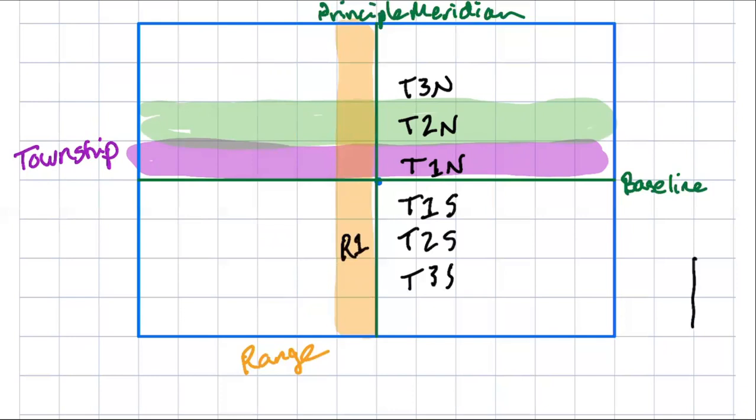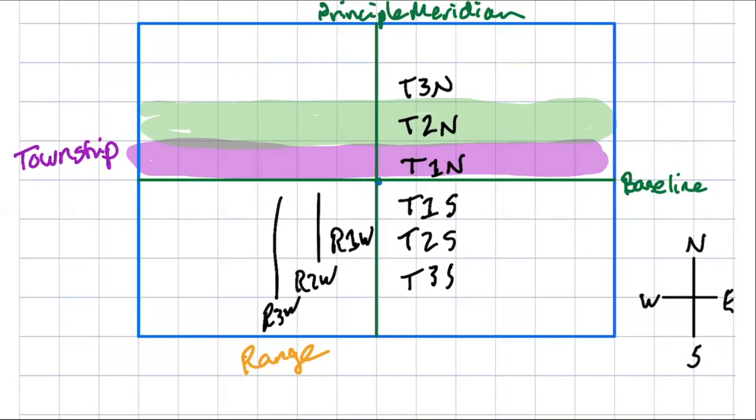Well, in a compass rose, that looks like this. This is north, south, west, and east. So this is west of our principal meridian. So this would be R1W. I'm going to erase that and write R1W. This would be R2W, and this one would be R3W. I mean these vertical columns almost on our little grid here. Okay, so that is how we number them and separate them out.